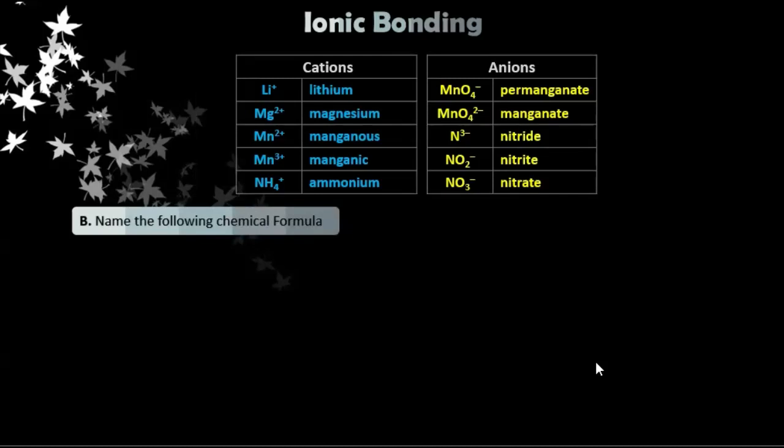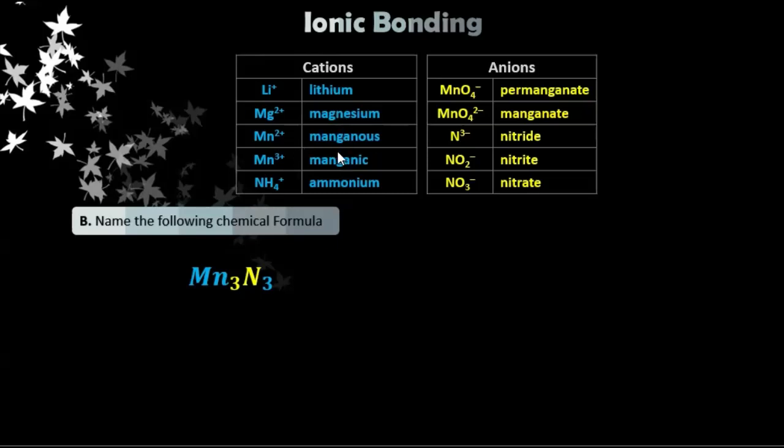Second set of examples, we have here: name the following chemical formulas. So we are going to give the chemical name of the given chemical formula. First example, we have Mn3N3. First step is to identify the element name of Mn. We have manganous or manganic.